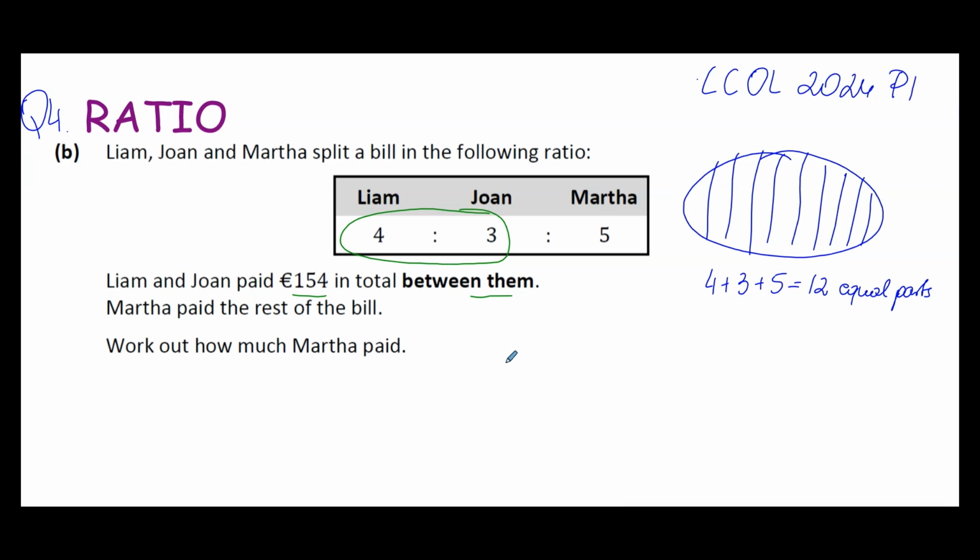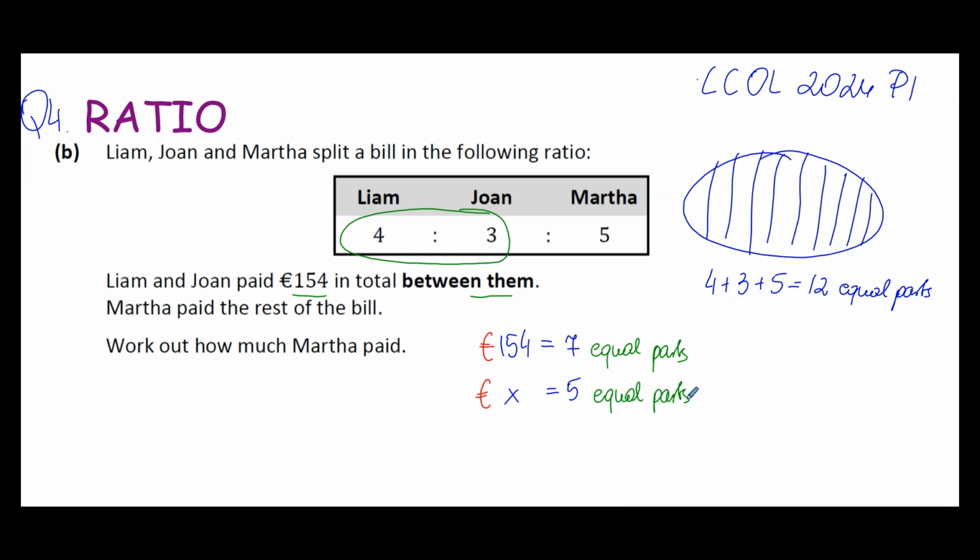And yes, I know it is ratio, but again, we can use conversion to do that. Because what are we saying? What information is given to us? That 154 euro was how many equal parts? 4 and 3 together, 7 equal parts. So therefore, what we don't know is how many euro does Martha pay? How many parts did she have? 5 equal parts.